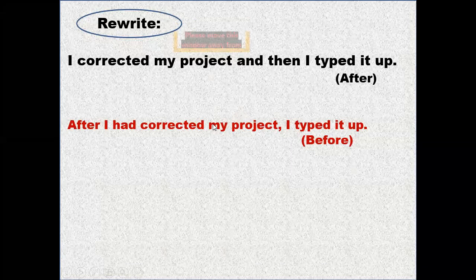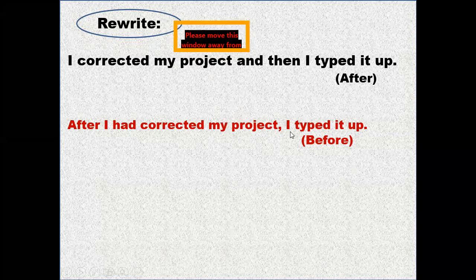Excellent. In this sentence, after I had corrected my project, yes, the grammar of module 5A. Look at the screen. We don't need the book now. When we come to the book, I will tell you. After I had corrected my project, I typed it up.